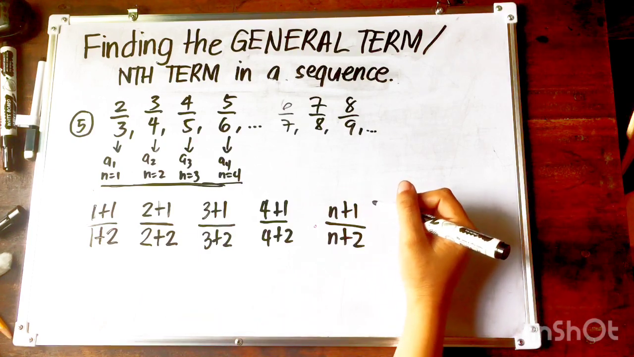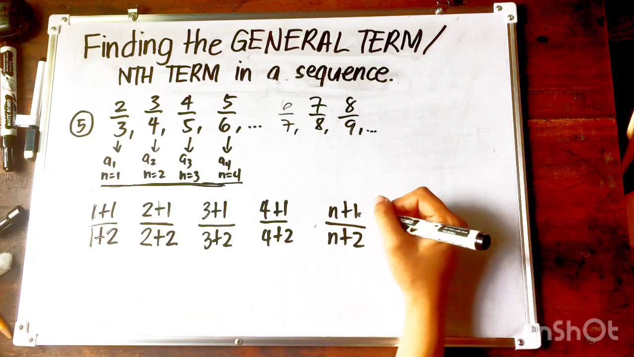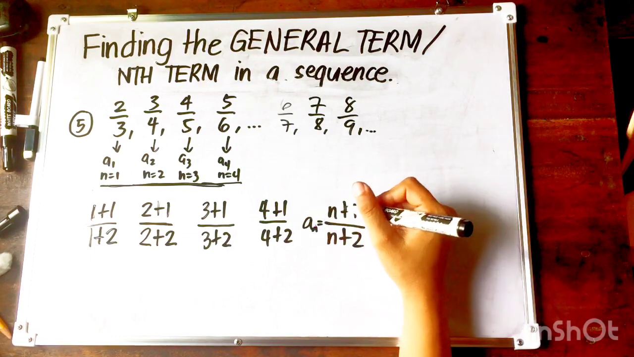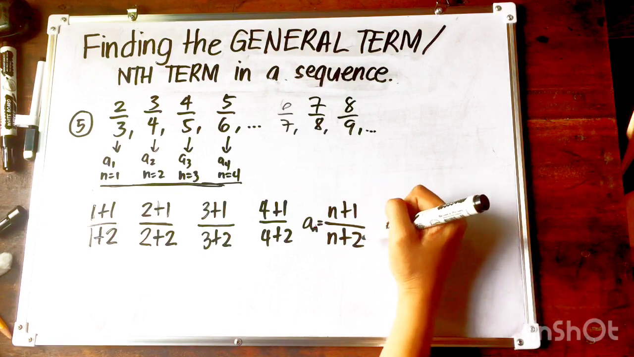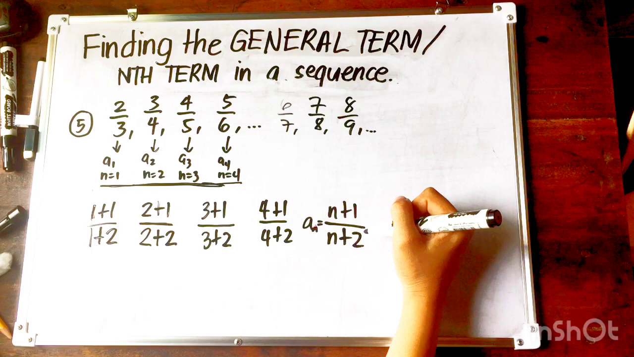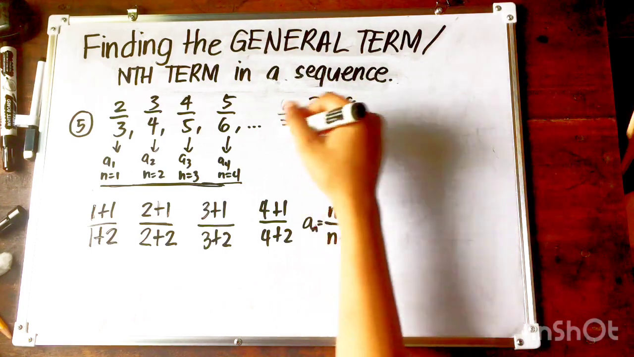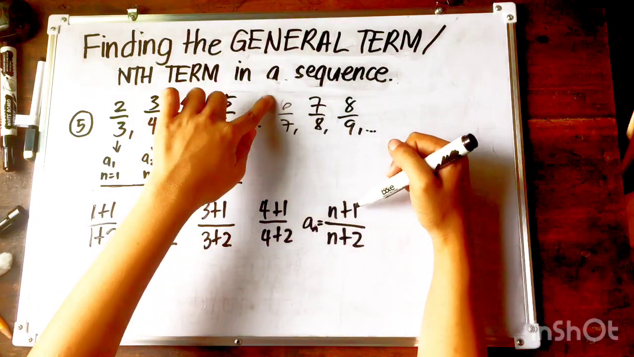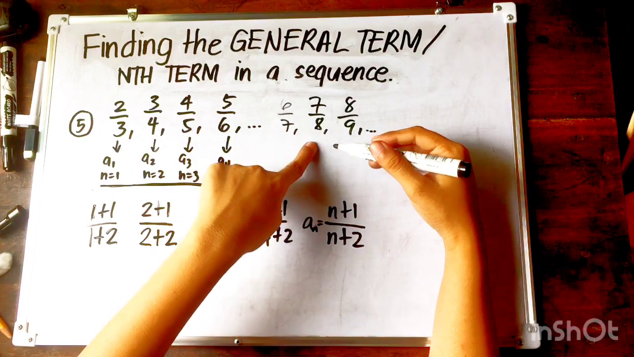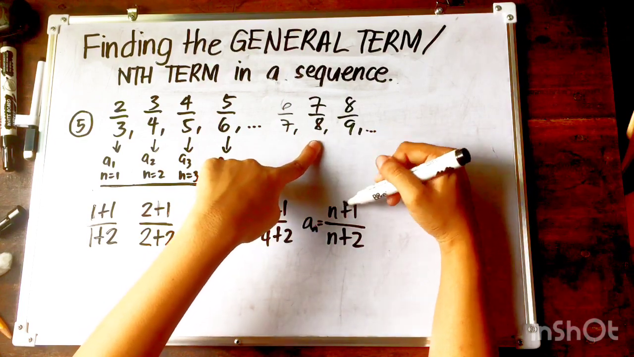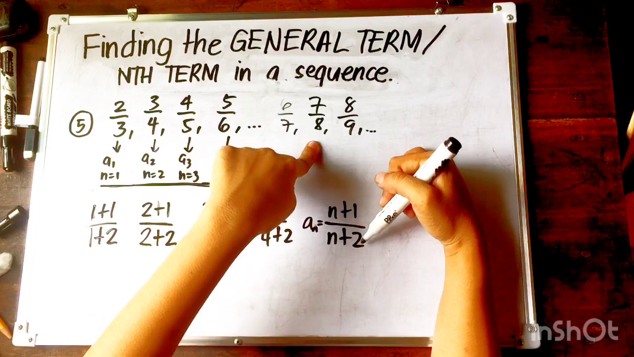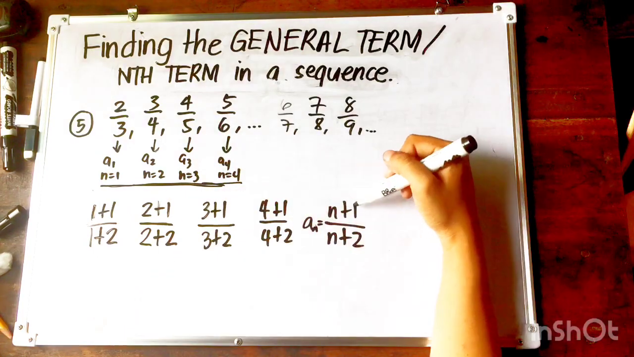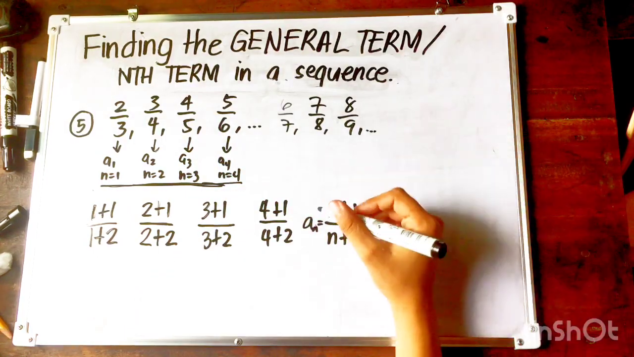Okay? So, that means, we can make the general term, okay? We can write the general term in this way. A sub n equals n plus 1 over n plus 2. Okay? Check natin kung applicable ba to dito sa hula natin. So, dito, this is a sub 5. So, 5 plus 1 is 6. 5 plus 2 is 7. Tama. A sub 6 natin. So, n is 6. 6 plus 1 is 7. 6 plus 2 is 8. Okay? Ito naman, this is our a sub 7. 7 plus 1 is 8. 7 plus 2 is 9. So, tama yung formula natin.